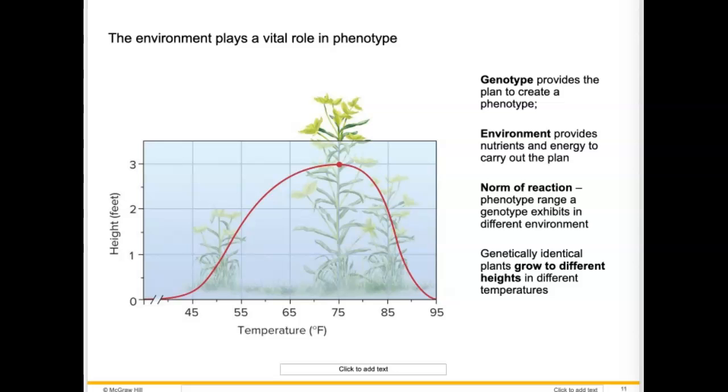Another example of the environment dictating when genes will be expressed includes plants. Even when genetically identical plants are grown, they will grow to different heights based on the temperature and environment that they're grown in. Of course, as with all living things, there's an average range that is optimal for plants to grow to the average height. However, the total possible growth of a plant is known as the norm of reaction.